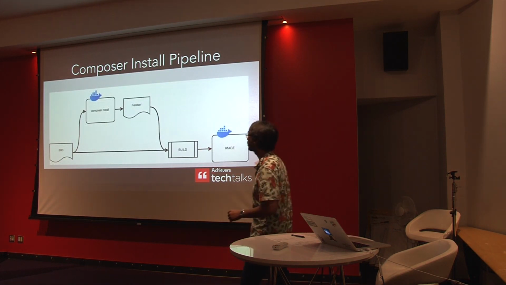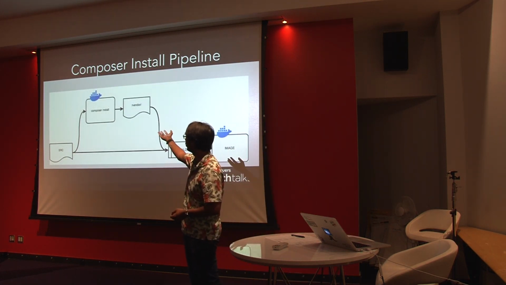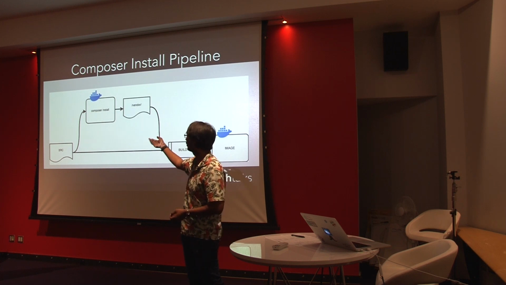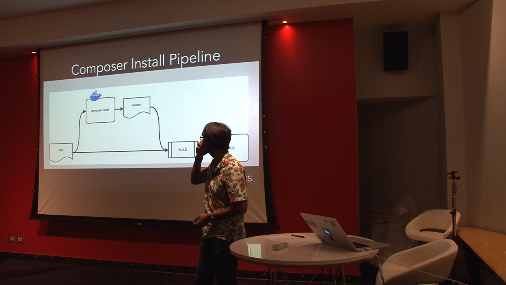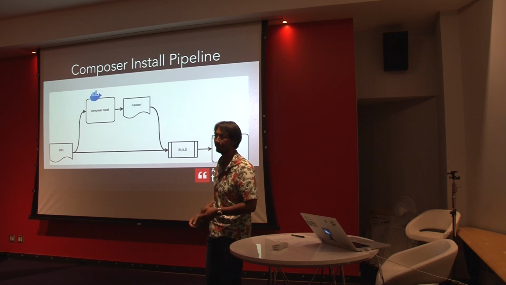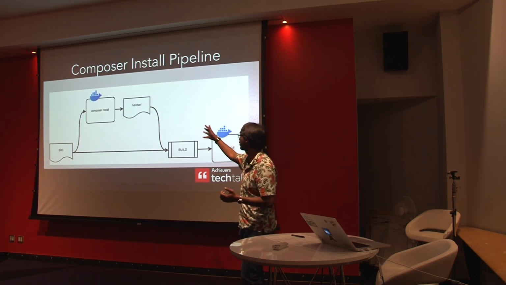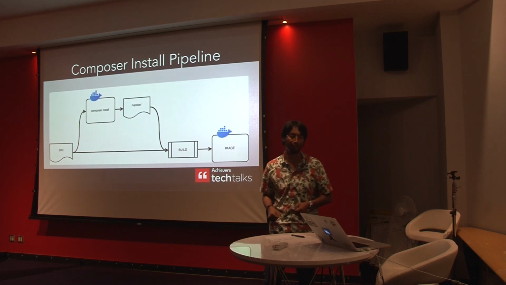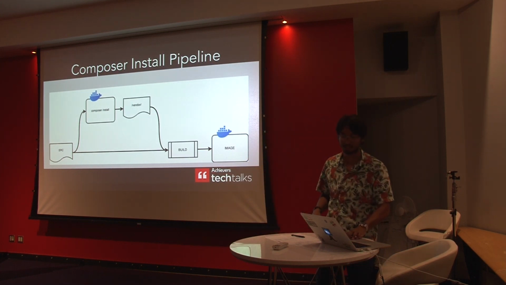What it generally looks like is you'll get your source code, you'll run a Composer install in a compatible container, it'll pump out a vendor directory. You can push that into a build process and copy that into your image, and then that image will have the static version of the vendor file. And that's something we do here.